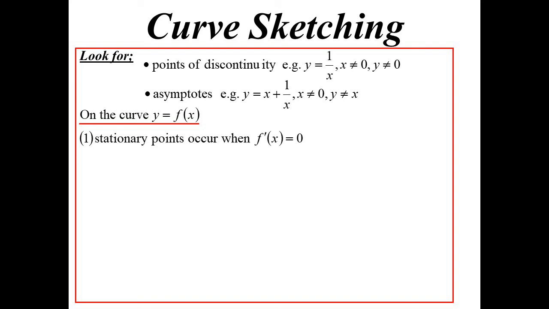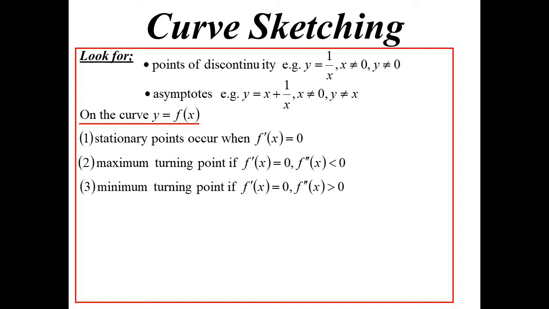Once we've got them, we want to classify them. So we will use our second derivative. If it's concave down, we know it's a maximum turning point. Concave up, minimum turning point.